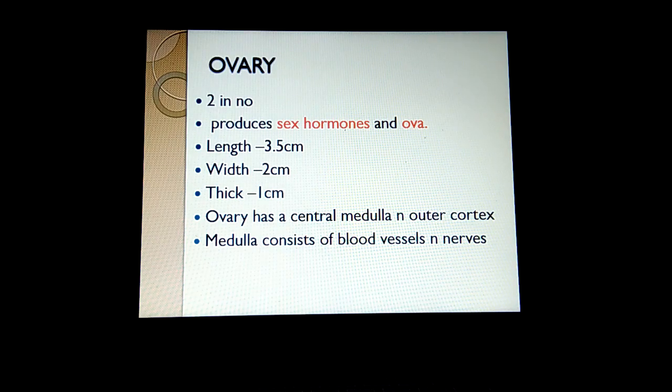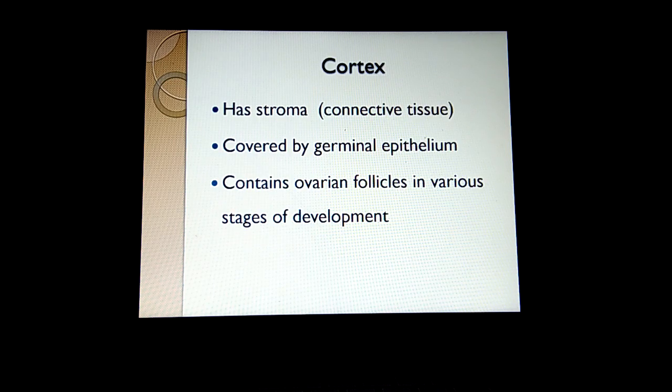The function of the ovaries is that they produce the female sex hormones, estrogen and progesterone, and also produce the ova. The length of the ovary is 3.5 centimeters, the width is 2 centimeters, and the thickness is 1 centimeter. We have already seen in the diagram that the ovary has a central medulla and an outer cortex. The medulla consists of blood vessels and nerves.